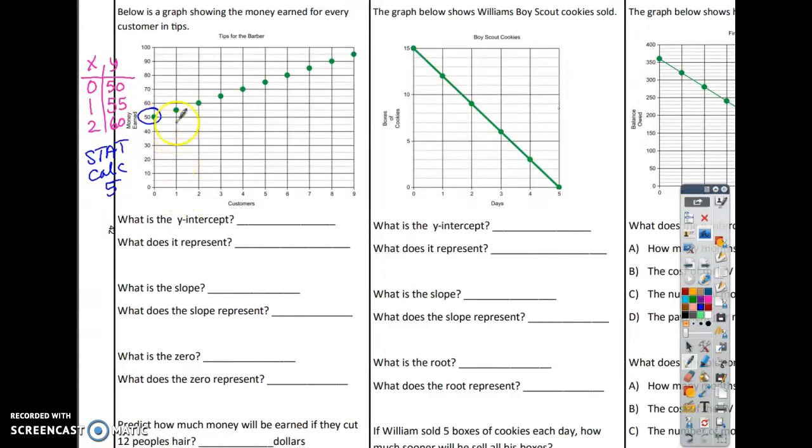1 customer. So now he got an extra what? $5? So now he's getting paid $55 for 1 customer. Okay, 2 customers. That's an extra $5. So now he gets paid $60. So that's what you're going to answer down here, these questions, once you get the equation in Stat Calc 5.